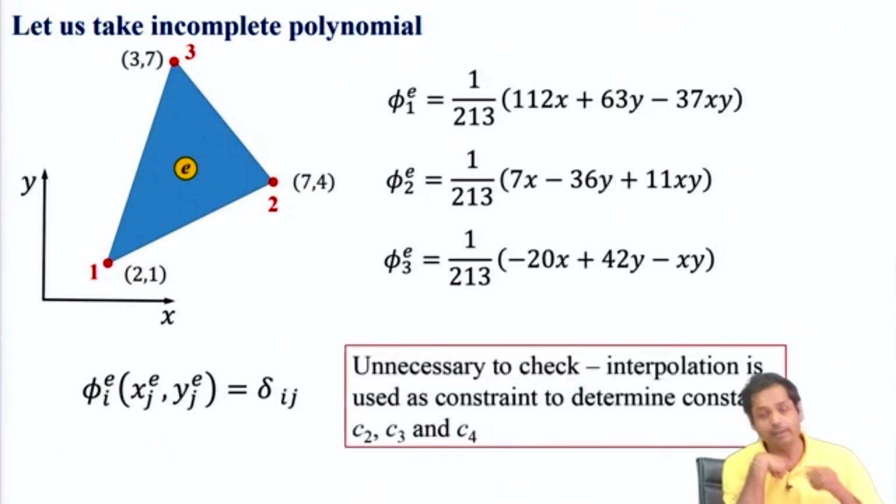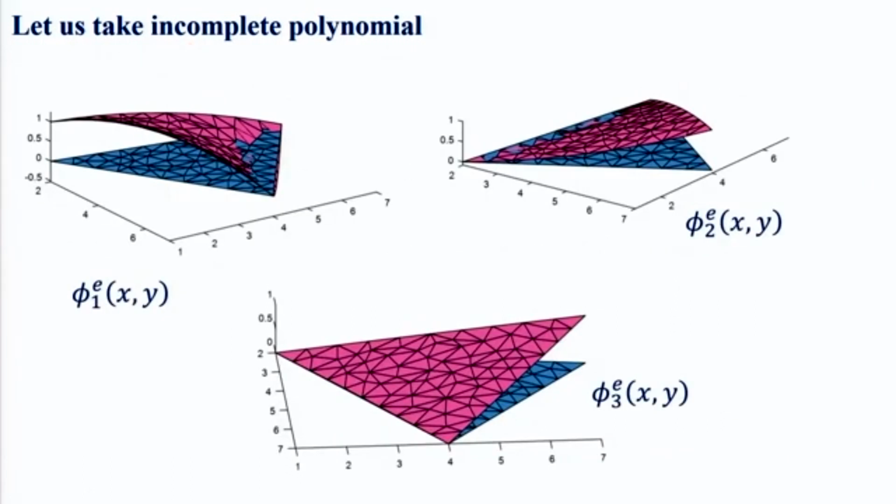But there was no point in checking this property, because this was the premise, the condition we invoked to determine c1, c2, all these constants, right? So it has to be there. That is how the constants were determined. So the Kronecker delta property is a consequence of our constraint that we used to determine the constants. So this is how the shape functions look.